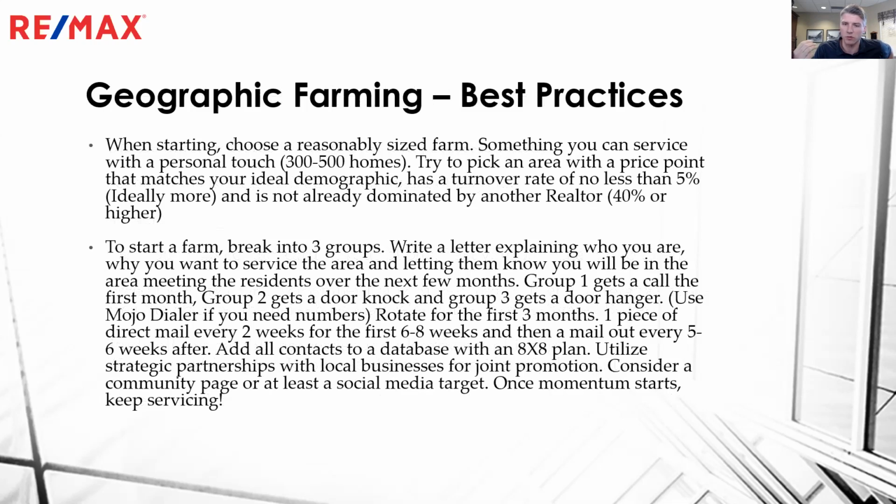Okay, so you're going to do 100 of each, and you're going to rotate every 30 days. So then in the second 30 days, group 1's going to get a door knock, group 2 is going to get a door hanger, group 3 is going to get a call. So by the time you've gone through 90 days, you've cycled through, each person in that farm has gotten a call, door knock, or door hanger.